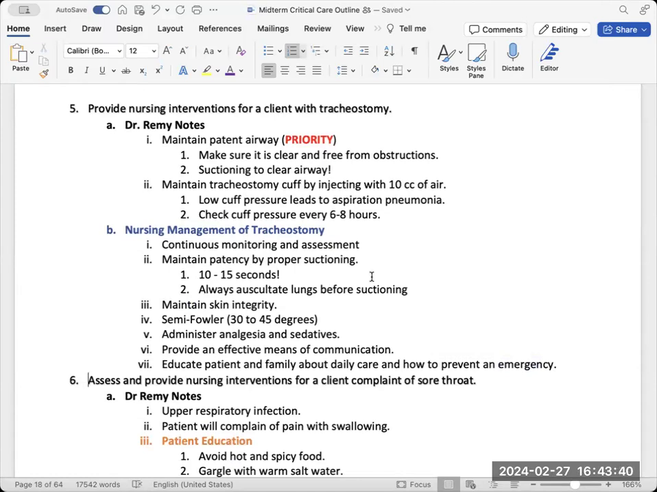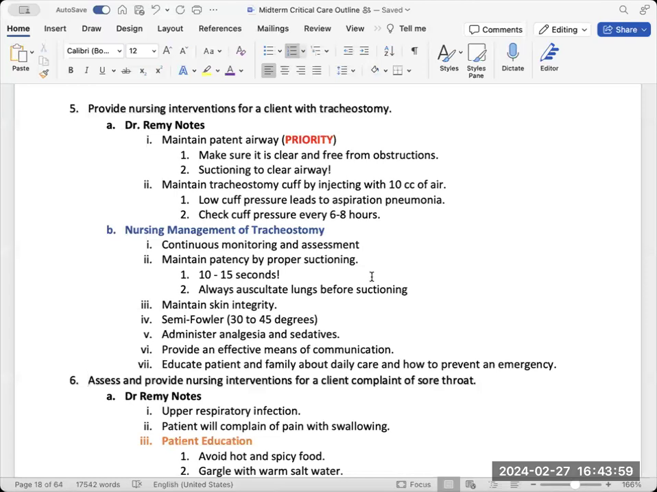Remember, this is an artificial airway, right? This is helping them get air. So our priority is airway. So we want to clear the airway with suctioning, right? And we make sure it's always clear from obstructions. We also need to make sure that the cuff is always inflated. It should have 10 cc's of air.